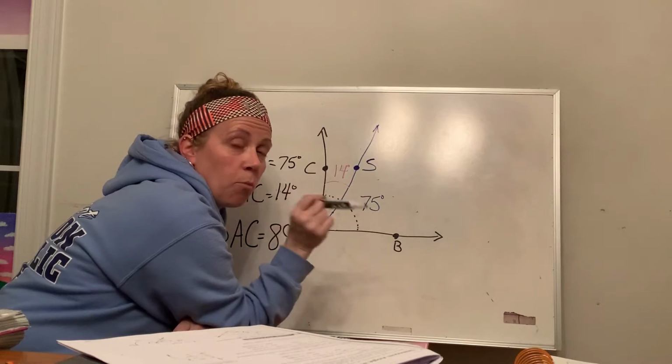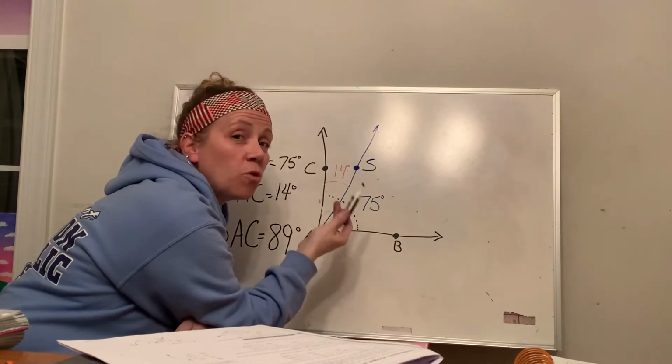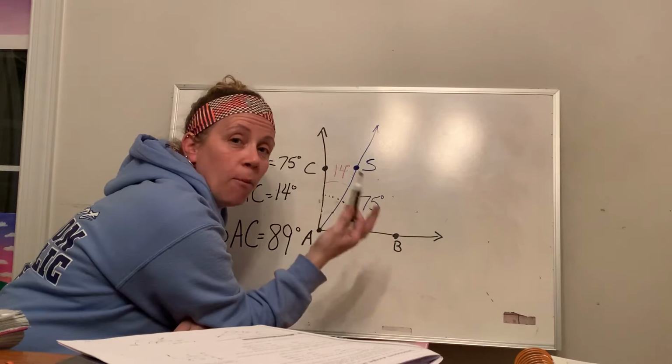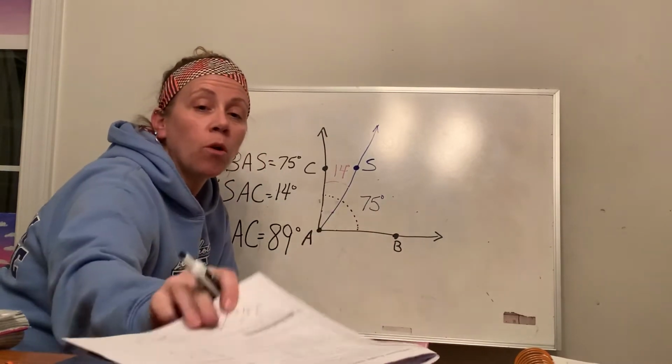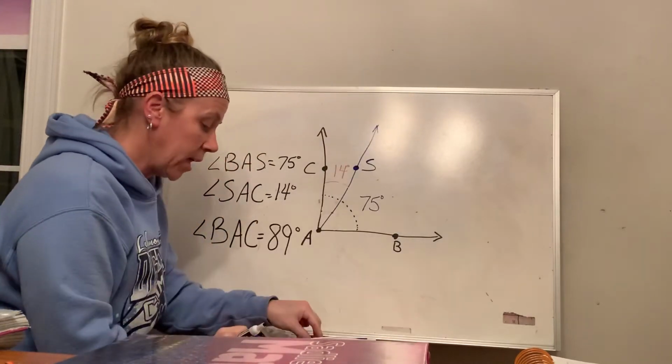Okay? That's really important. All right, so those are missing angle measurements. That's how we can find unknown angle measurements. So I want you to get your workbook page and look at number 1.